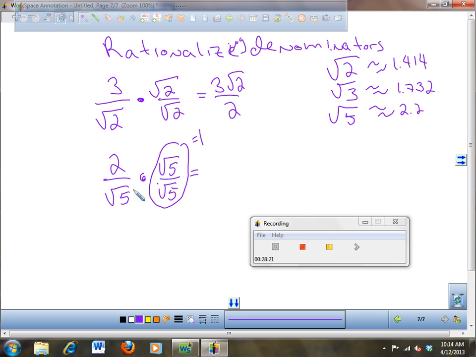So root of 5 times root of 5 is plain old 5. And on the top, I just have my 2 root of 5. I don't know if I could do that in my head, but if I had to, 2 times 2.2 is about 4.4. Over 5, it's going to be somewhere like 0.8 or 0.9. So I have an idea of what that number is. Let me show you one more where they're going to get ugly on you again, as they always do.